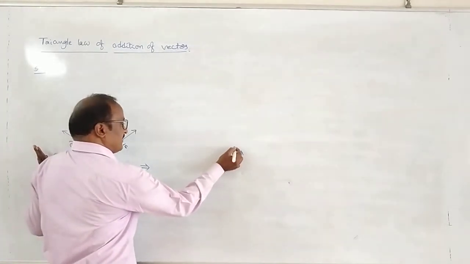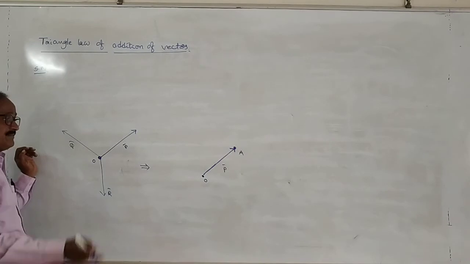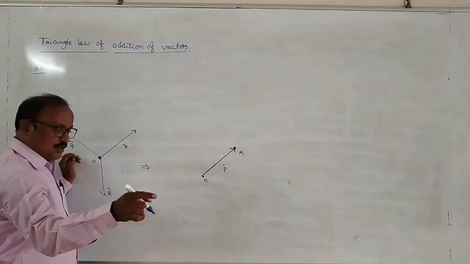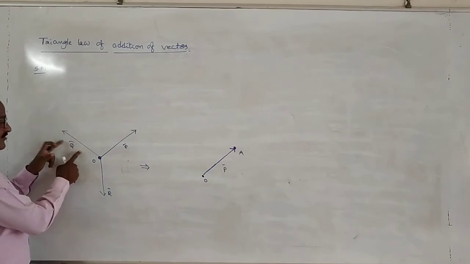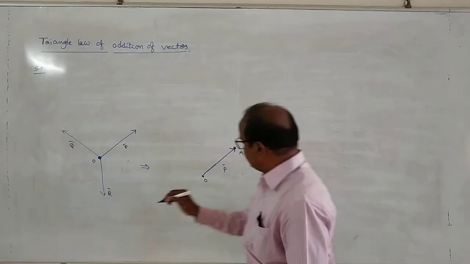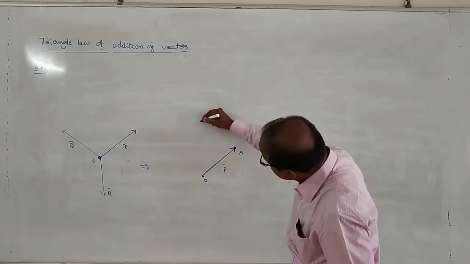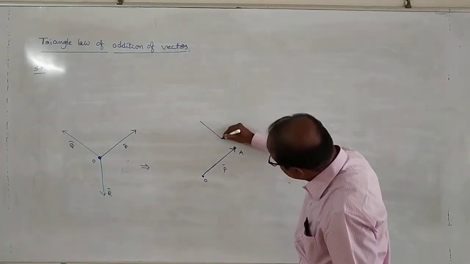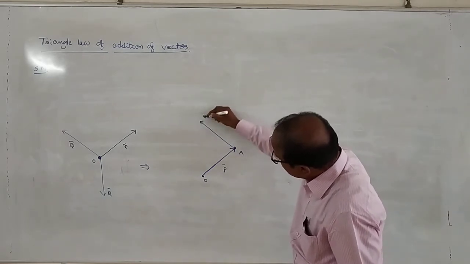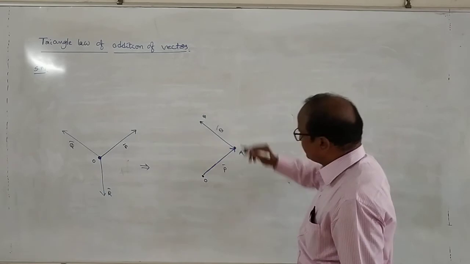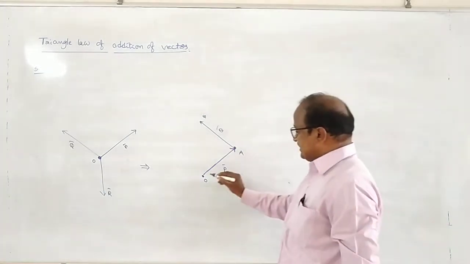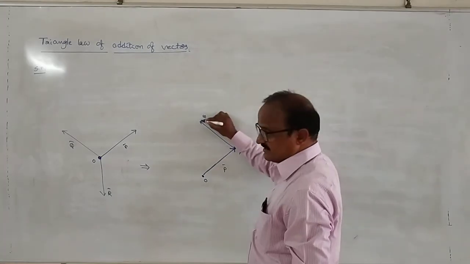Next, from the head of the first vector, let us draw a straight line whose length is equal to the magnitude of q bar. Q bar is in this direction. Suppose this is q bar, and this is equal to AB bar. AB bar is equal to q bar. So this is the first vector and this is the second vector.